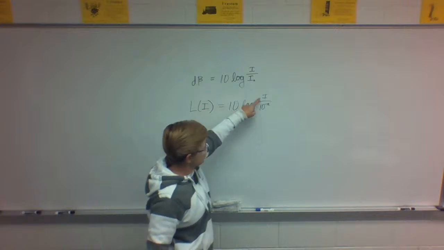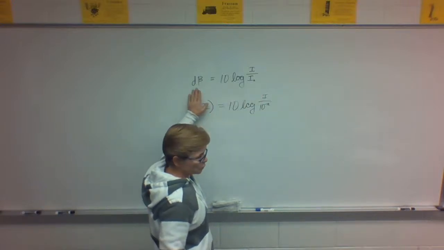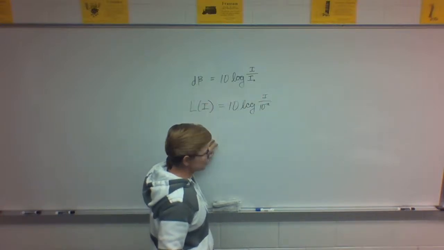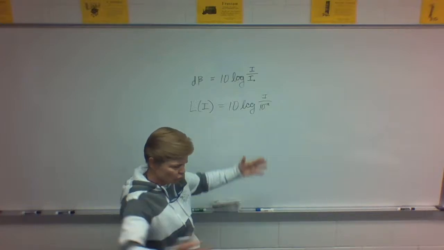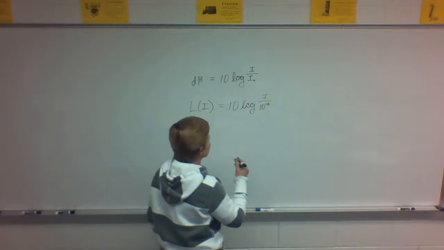So if you double the intensity, you do not double the decibels. If you are sitting at 40 decibels and you double the intensity, it does not go to 80. As a matter of fact, it doesn't go up by much at all because it's a huge logarithmic scale. So here's how we're going to investigate this.